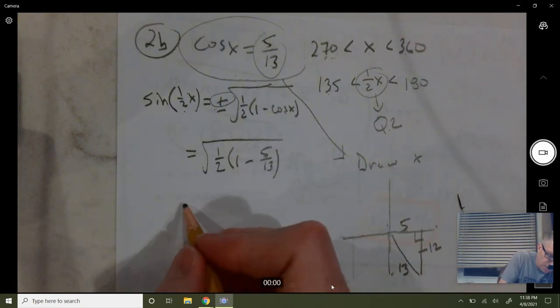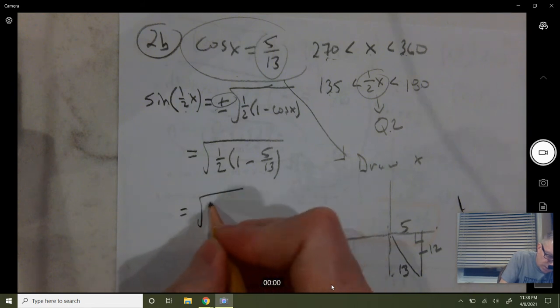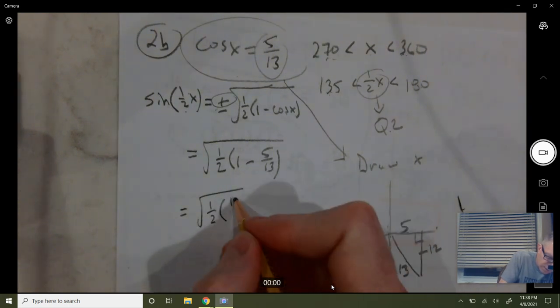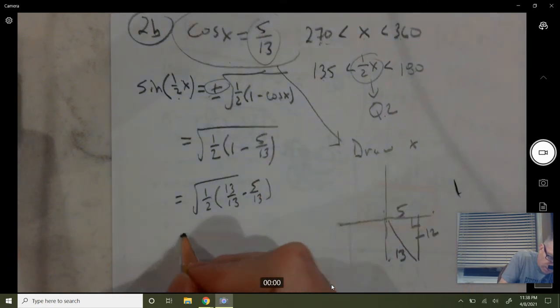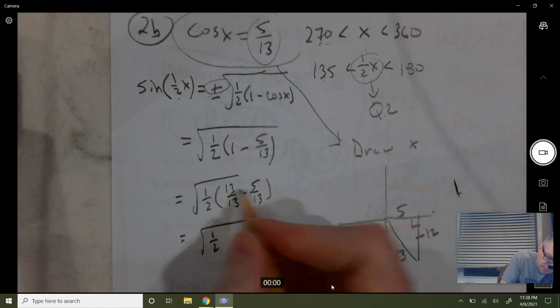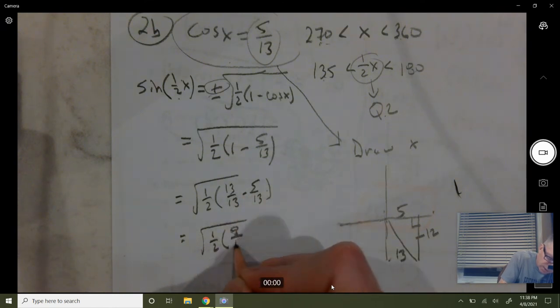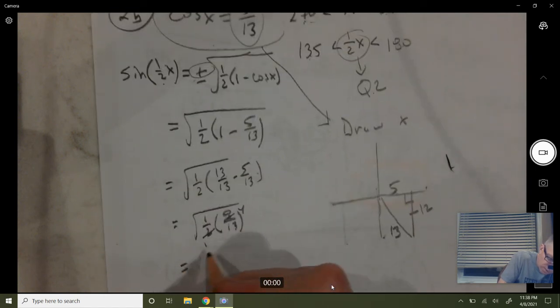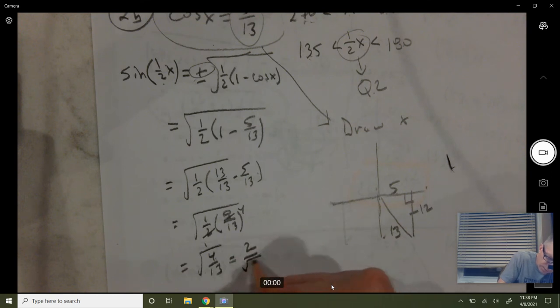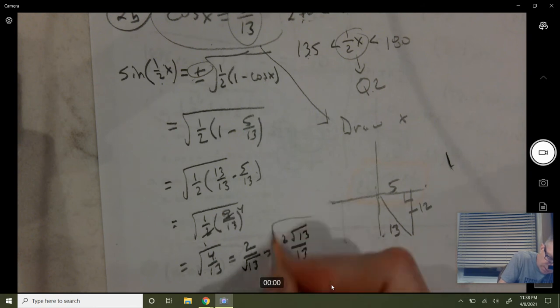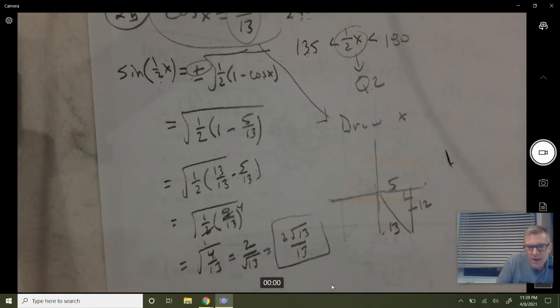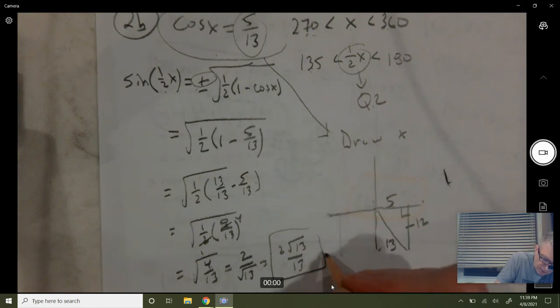So we've got square root of 1/2. This is going to be 13 over 13 minus 5 over 13, or 1/2 times 8 over 13. This reduces to a 1 and a 4. So we get square root of 4 over 13. Taking the square root of 4, you get 2. Taking the square root of 13, you get rad 13, or 2 rad 13 over 13. And that was your answer for sine of 1/2 x.